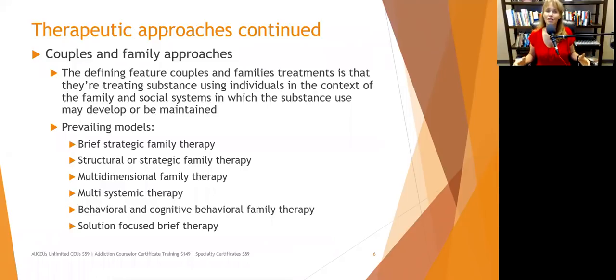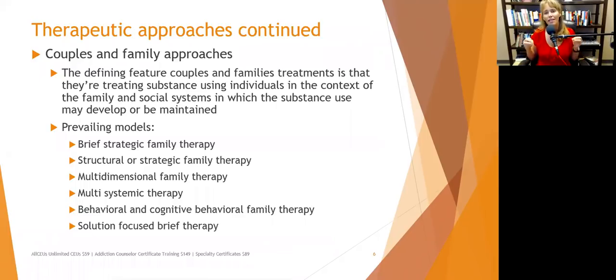You want to make sure that the approach you're using is trauma informed. So you're looking out for those triggers no matter what the setting, whether it's individual, group, or family. The defining feature of couples and families treatment is that they're treating substance abuse in the context of the family and the social system, recognizing that when we talk about addictions, for the most part, it's very rare to have a single identified patient and nobody else contributes and nobody else is affected. I've never seen it. It could happen, but I've never seen it.